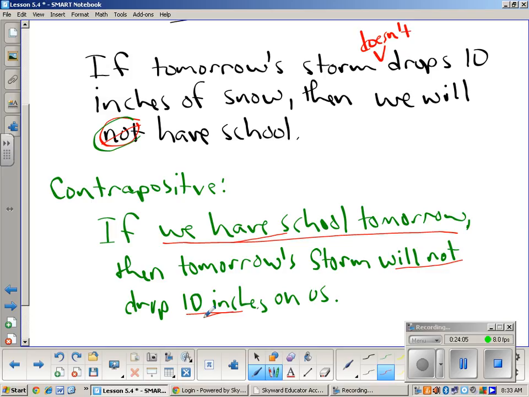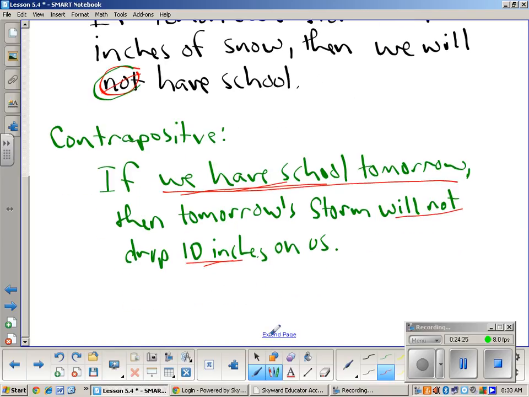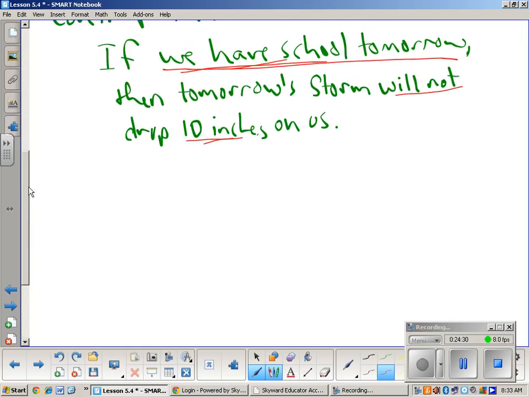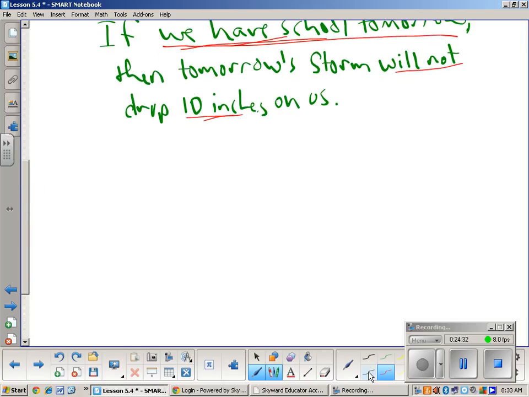We kind of already said that if we get 10 inches tomorrow, then we will not have school, right? This is saying exactly the same thing. This is saying we have school tomorrow because we did not get 10 inches of snow. Okay? And so, what I want you to understand, and sometimes it's hard to come up with all the examples to prove why this is true, but this is absolutely a true statement.